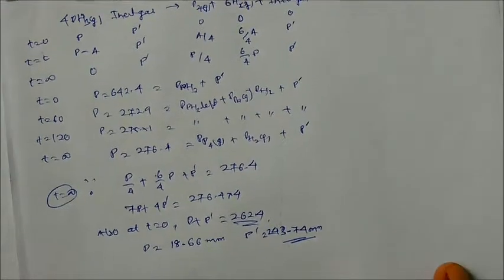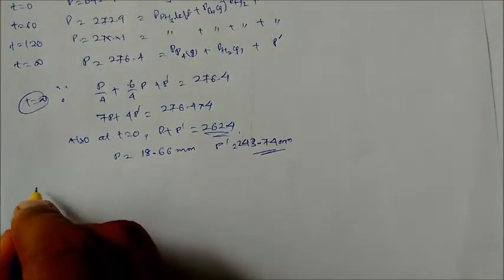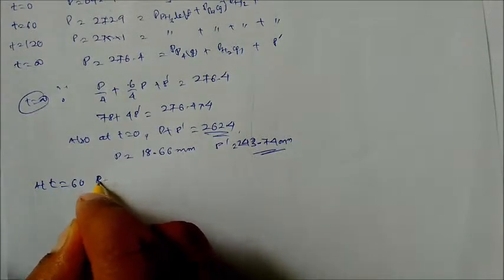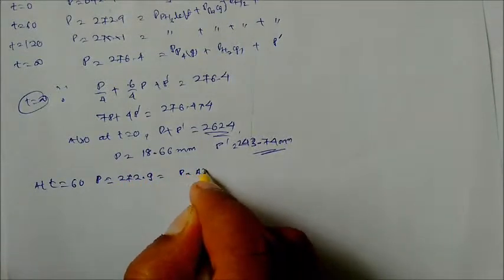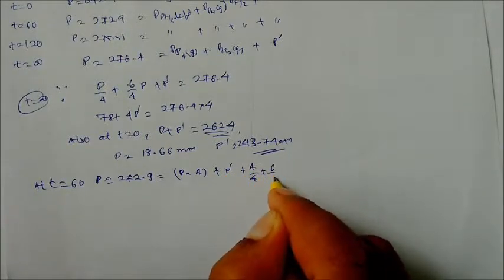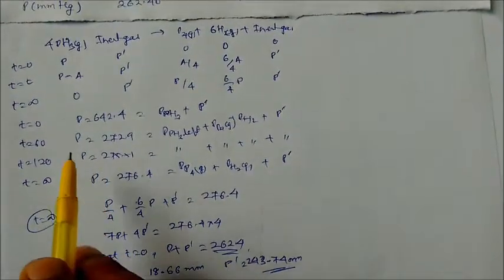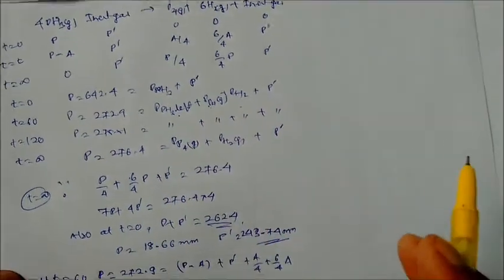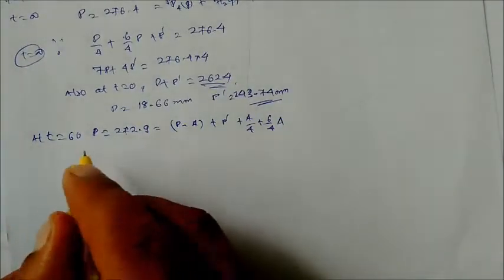So now if you see here, at T equal to 60, the pressure is how much? The pressure will be 272.9. So we write P minus A plus P dash plus A by 4 plus 6 by 4 into A, so it is given here. I am just showing again. So this is at T equal to 60, the pressure of P4 and P dash. So this I have taken here, and 60 is given here.